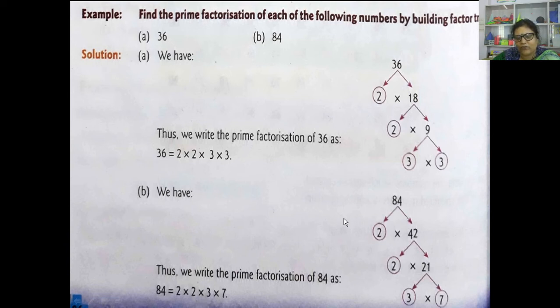In the same way, we are doing the prime factorization of 84. First, 84 is divided by 2, and 42 comes. Then this 42 is again divided by 2, then 21 comes. This 21 is not divisible by 2, so the next prime number is 3. So I am dividing 21 by 3, so 7 comes.